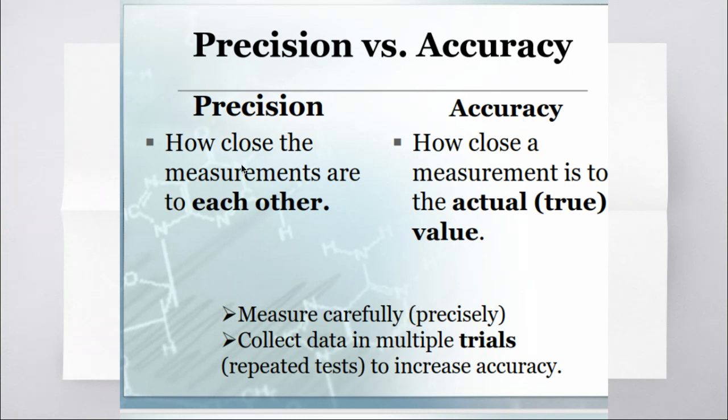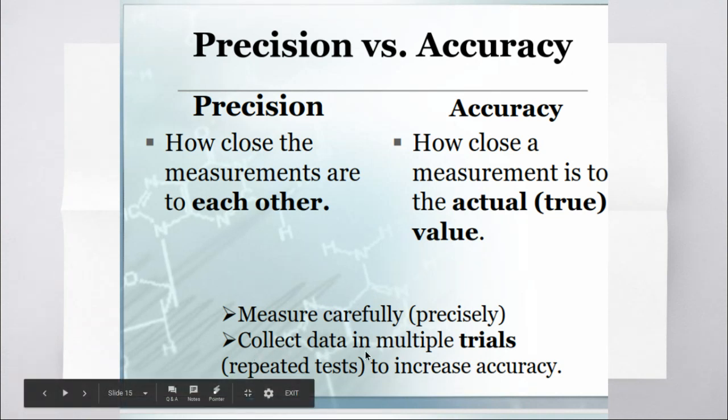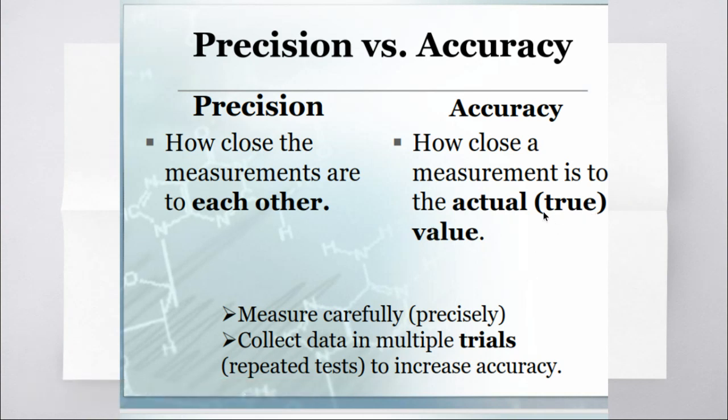So measure carefully, which is precisely, but collect data in multiple trials. That's repeated tests to increase the accuracy. So the number of trials, or multiple trials, will get us this true value. Being careful when you actually do the measurement and you look at the numbers, that will give us the precise value that we need.